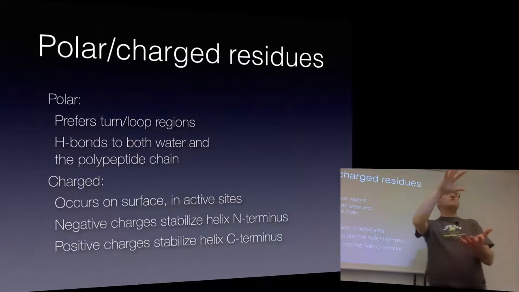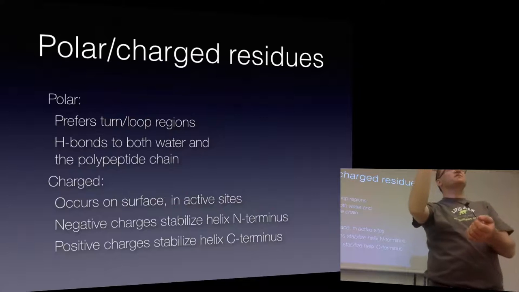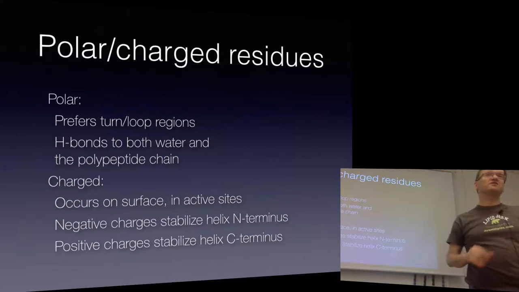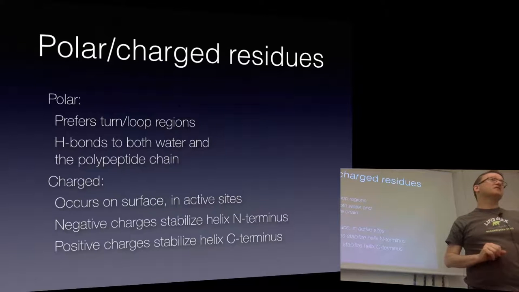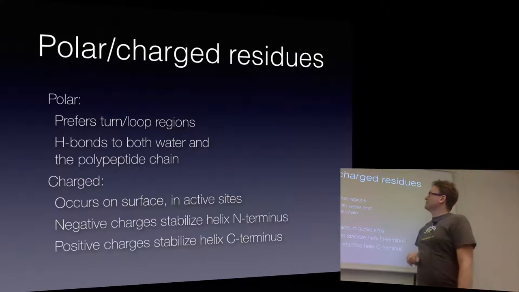For instance, if you have a membrane protein, the loops are going to be outside the membrane. We're going to come back to that the week after Easter. So it's very favorable to put the charged parts outside the membrane. The polar can hydrogen bond to water and the polypeptide chain.